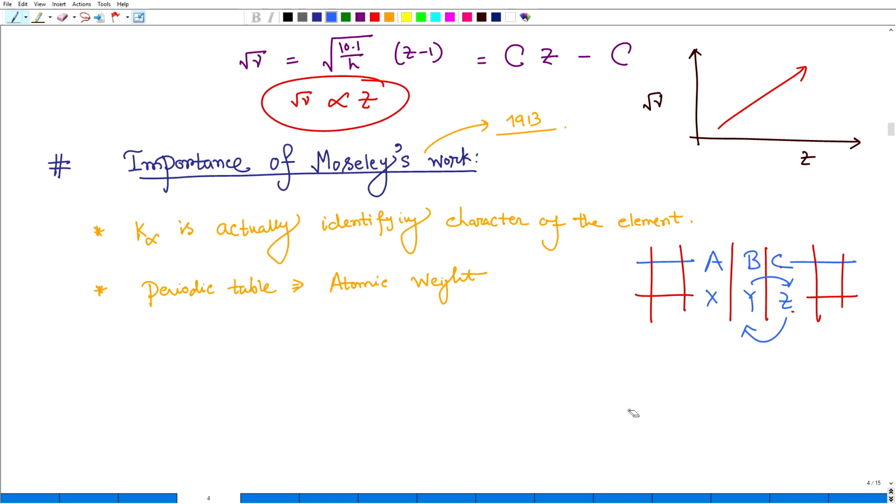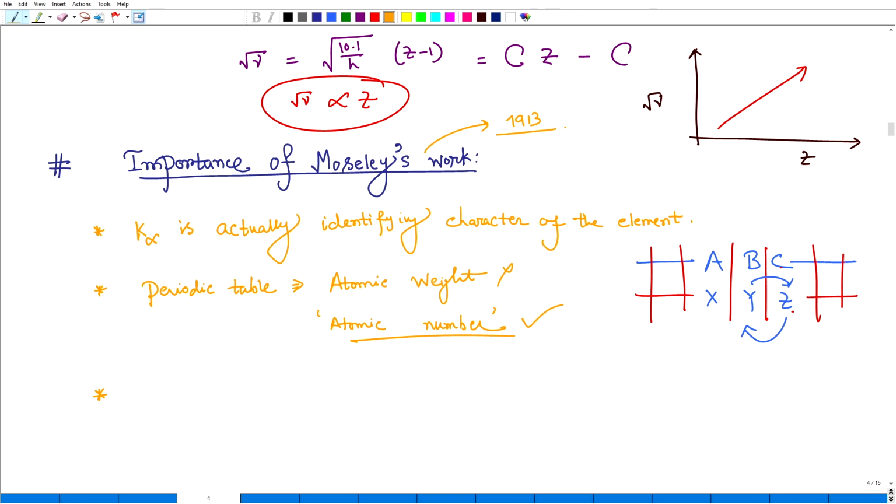Okay, this was actually resolved when you arrange these elements in terms of atomic number, not atomic weight. Atomic number is important, not atomic weight. So this was actually confirmed due to Moseley's law, Moseley's experiment. So this is very, very important. Moseley actually showed that there would not be any exception to the arrangement of the periodic table if you arrange the elements according to their increasing atomic number, not the atomic weight. This was the very, very, very important outcome of Moseley's work, we can say.